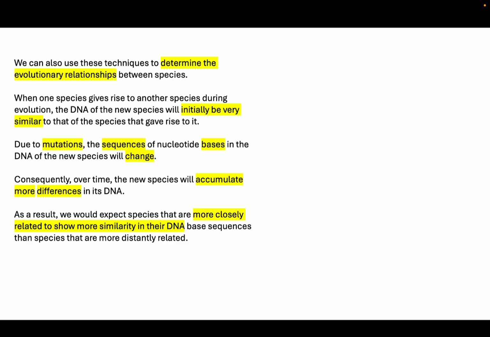So when one species gives rise to another species during evolution, then the DNA will actually be very similar to that of the species that gave rise to it. And due to mutations, the sequences of nucleotide bases will change. So therefore, new species will accumulate more differences in DNA. And then we'd expect species that are more closely related to show more similarity in their DNA-based sequences than those that are more distantly related.